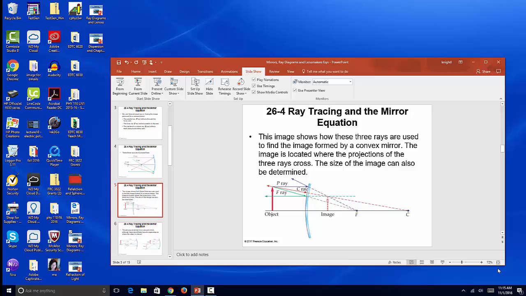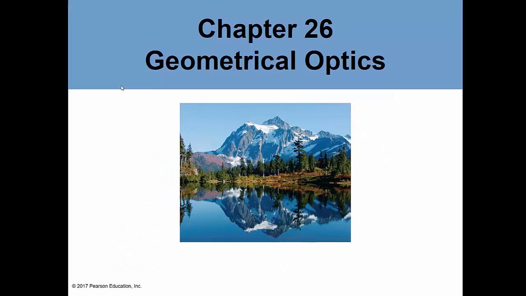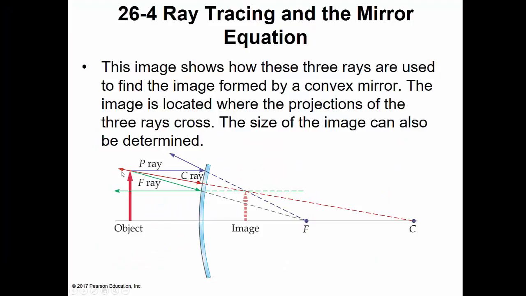Alright, so the object is drawn on the principal axis in front of the convex mirror. The P ray goes from the top of the object parallel, and when it hits the convex mirror, remember convex mirrors diverge light away from the focal point. So if you take a ruler and line up this point with the focal point, then you can draw the reflected ray and dot back to the focal point.